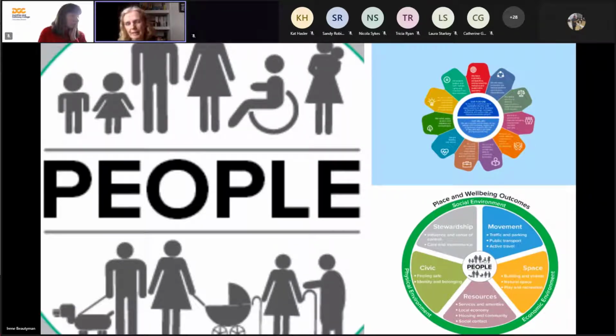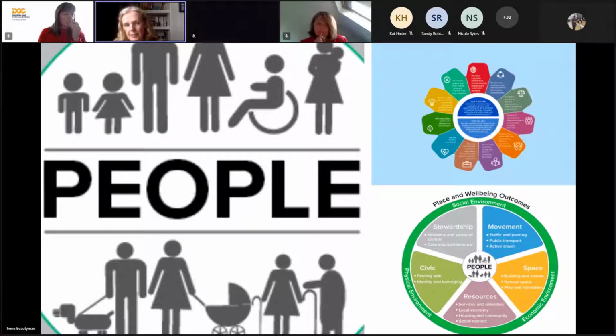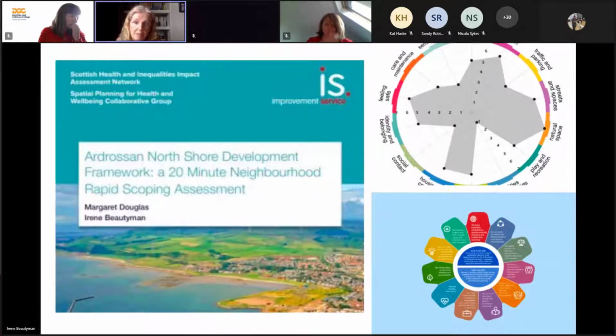And very importantly, we also assessed each aspect of that place and what was being proposed for the new development against how it would impact on the different people that could be using that place and living in that town. We've called these rapid scoping assessments, and the document itself, the cover there, is on the Improvement Service website under the Place Programme.